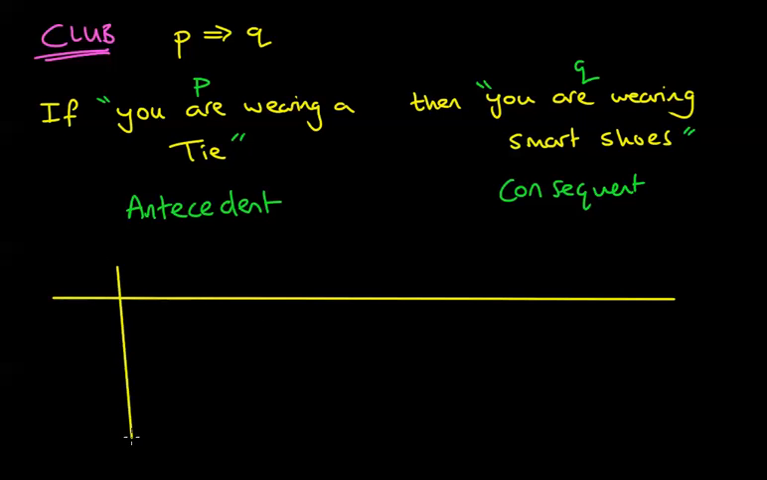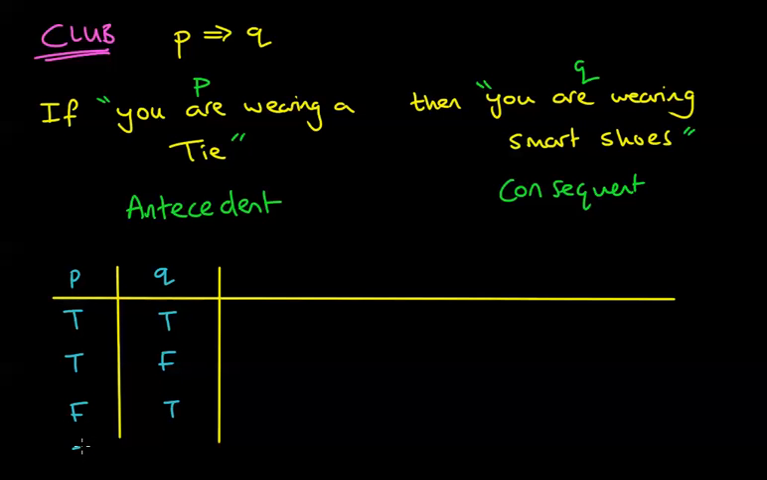Now, let's look at the truth table behind this, okay? Now, think about all the different scenarios that could happen, right? So we always start the same. We always have P and Q, and then they could both be true. First one could be true and false, or false and true, or false and false. Now, let's say this is the club, right? So on the entrance of the club, there's this big sign saying if you're wearing a tie, then you are wearing smart shoes, and then you'll be allowed in, right?